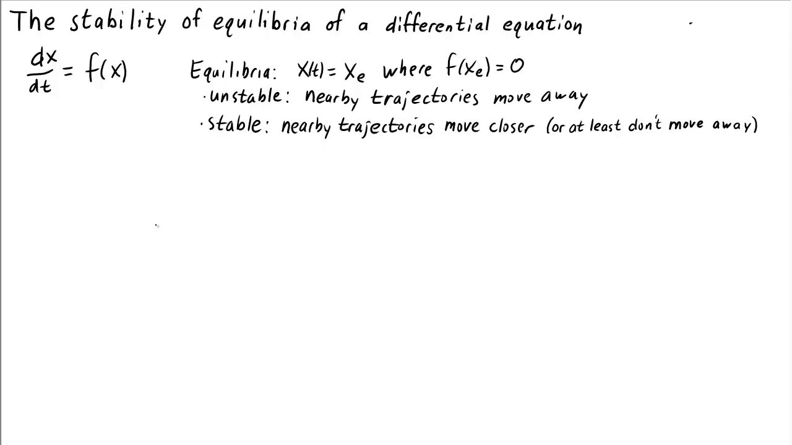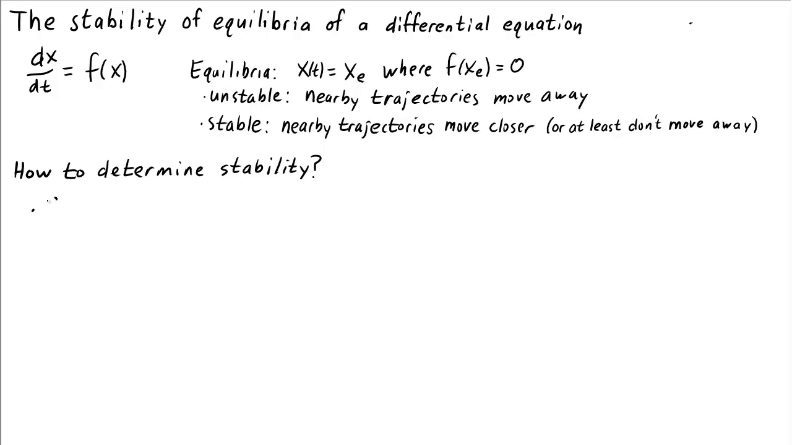In summary, for our differential equation dx/dt equals f of x, the equilibria are the points x sub e, where f of x sub e equals 0, which means dx/dt is 0, and the solution x of t is x sub e for all times. Equilibria can be either unstable or stable. They're unstable if nearby trajectories, or solutions, move away, and stable if nearby trajectories move closer, or at least don't move further away. The next question is how to determine stability.